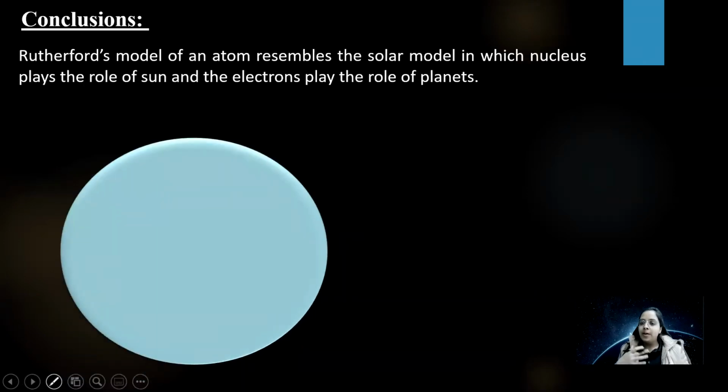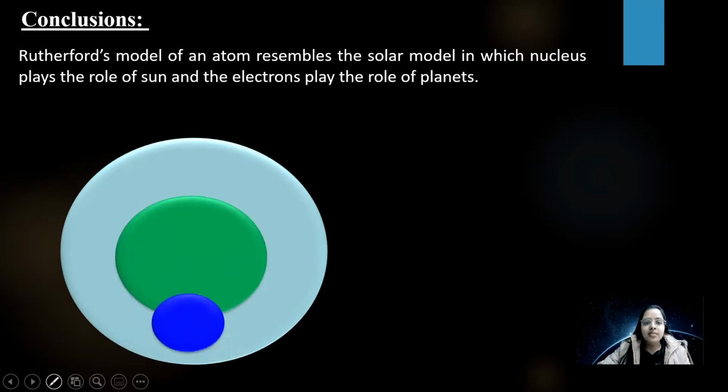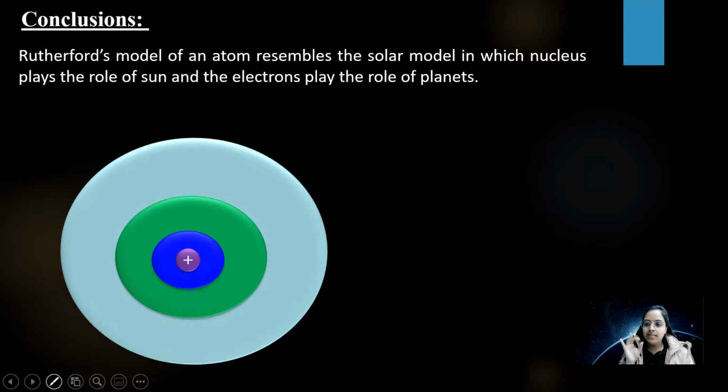Your Rutherford also compared his model with the solar system. So how does this comparison work? See, in your solar system, there are so many orbits, right? And the sun is placed in the center of these orbits, and the planets are revolving around the sun in their particular orbits, right? So in the atom also, the central heavy body, the positively charged body, is the nucleus, and the electrons are revolving in these orbits around it.